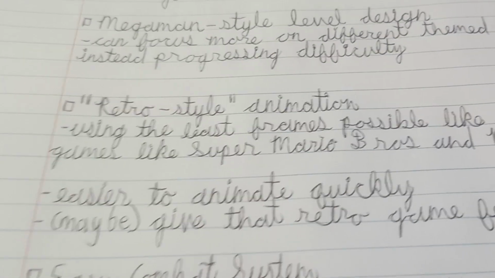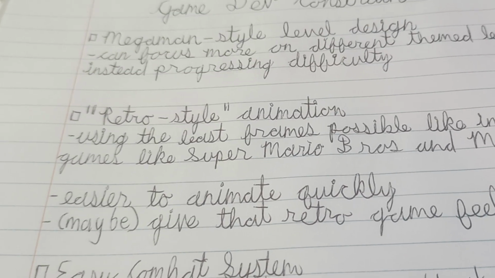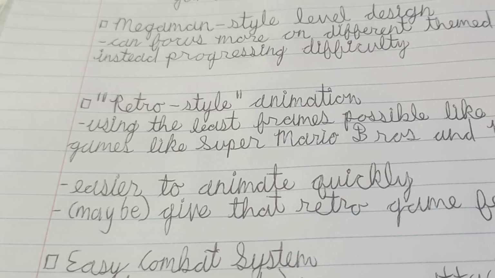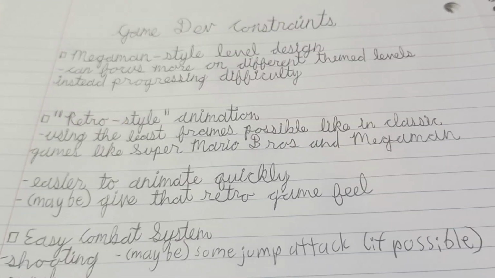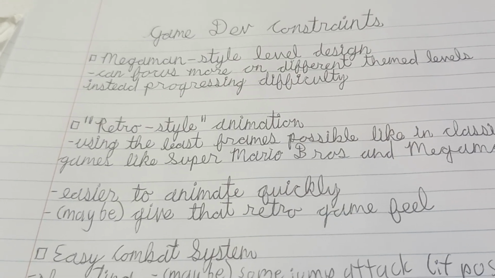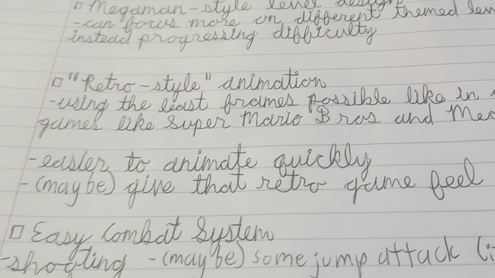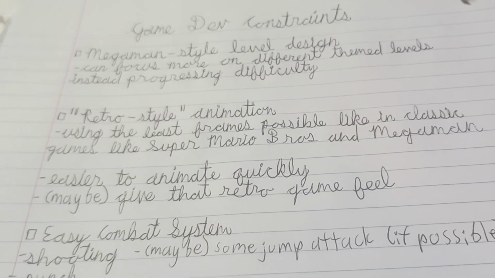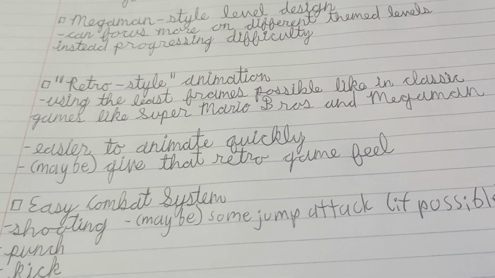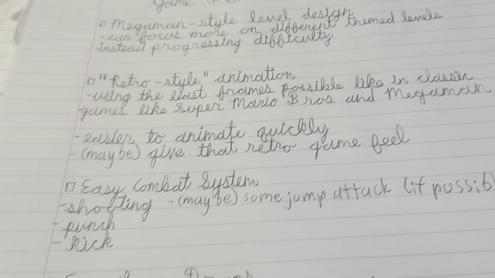Next is "retro style" animation. I use air quotes because I'm actually referring to the older games, again, like Mega Man, Super Mario Bros. One of the reasons their animations look good is because they used as few frames as possible, as opposed to what Disney did, where it had a million different frames in all of their old animated movies, and that makes it easier to animate. And I'm hoping it'll give my game sort of that retro game feel.